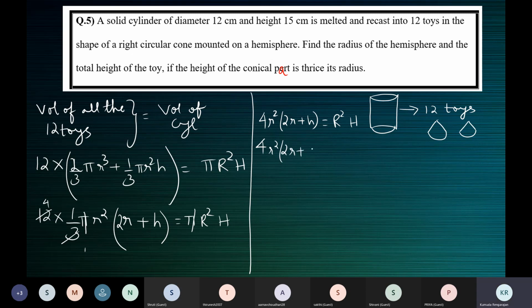So given that the height of the conical part is thrice the radius. The height of the cone is 3 times the radius. The height of the cone is h. It's given it's 3 times the radius. So 3r.